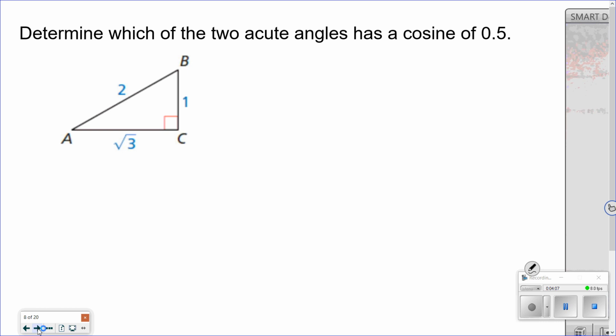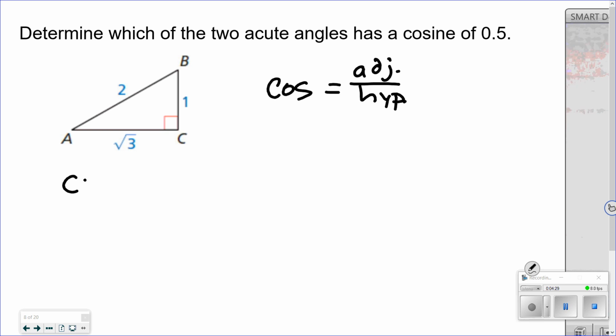It says determine which of the two acute angles has a cosine of 0.5. So remember, cosine is equal to the adjacent over the hypotenuse. We want to find out which of those two angles, either A or B, comes out to be 0.5. So let's just try it.